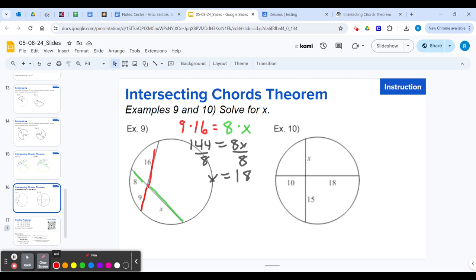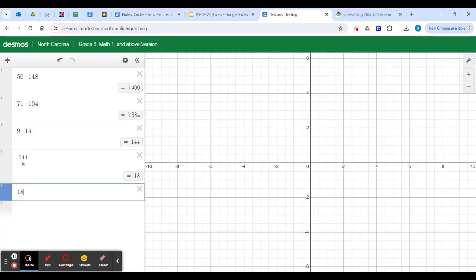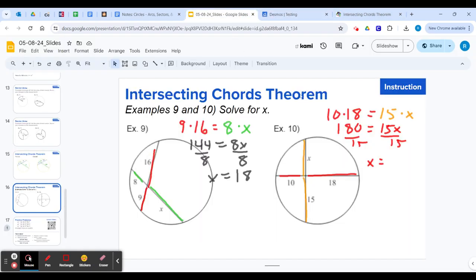Similarly, we could set this up on example 10, where we have a length of 10 times 18. So 10 times 18 is going to be equal to whatever we get, x times 15. So 15 times x. If we go ahead and do that, 10 times 18 is 180. That equals 15x. And we can just divide by 15 on both sides to get what x is equal to. In this case, x would be equal to, let's try this in Desmos, 180 divided by 15. It would be equal to 12.